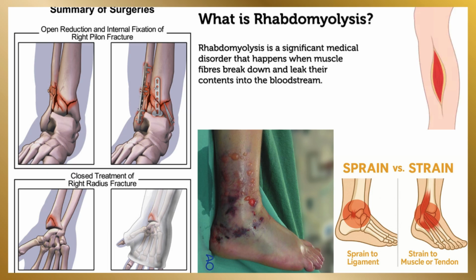And here it's rhabdomyolysis. We had that key term, traumatic rhabdomyolysis, where the muscle breaks down from crush injury causing myoglobin release into the blood. Here you can see it's a significant medical disorder that happens when muscle fibers break down and leak their contents into the bloodstream. And then the kidney will be at risk.